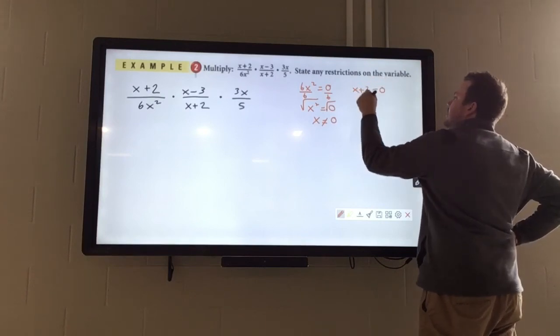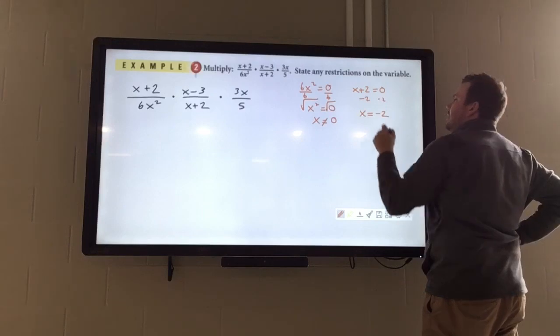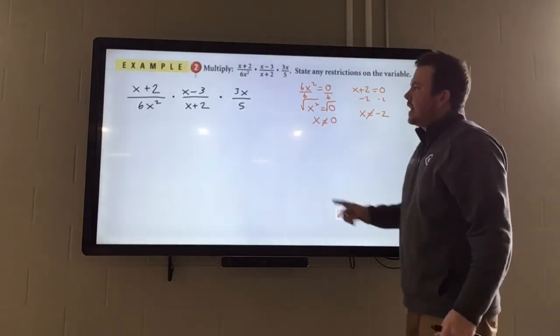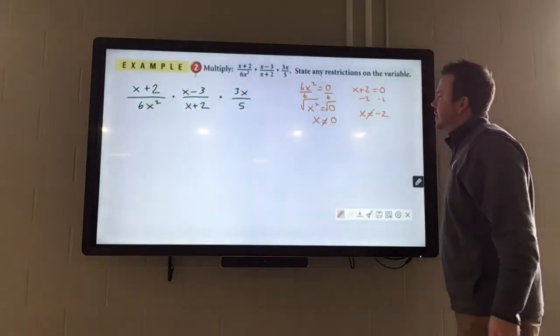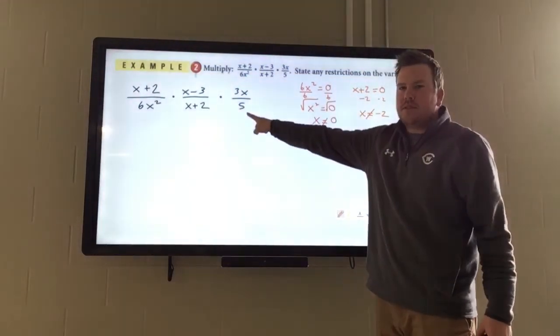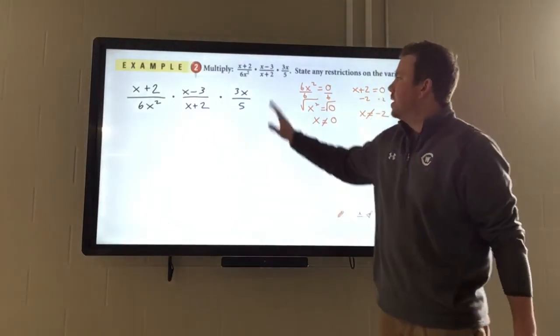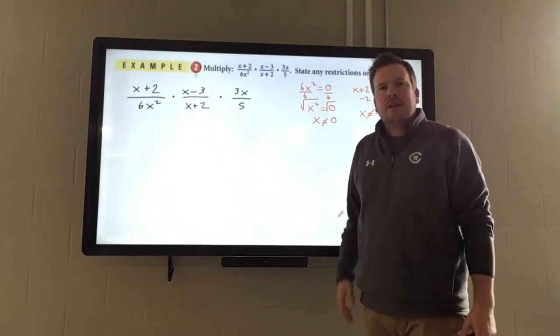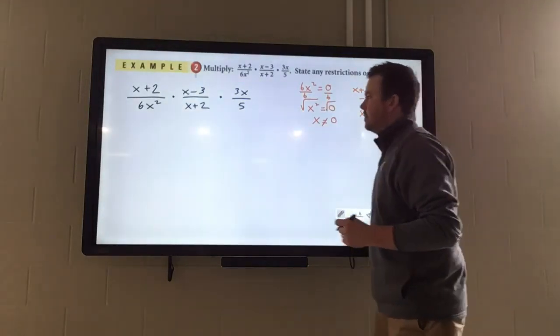To solve for x here, we subtract 2 from both sides, leaving me with x is equal to negative 2. So that tells me x cannot be negative 2, because if we plug in negative 2, it would break this fraction. And then this last one, since there's no variable, there's no value of x that will break that fraction, so we don't even have to worry about that.